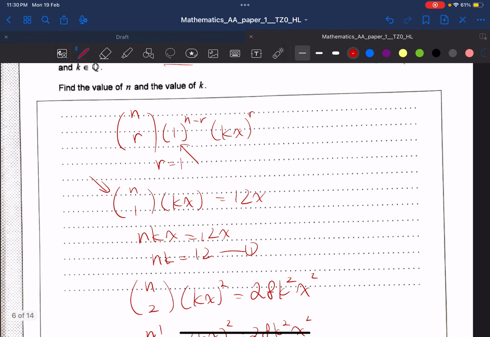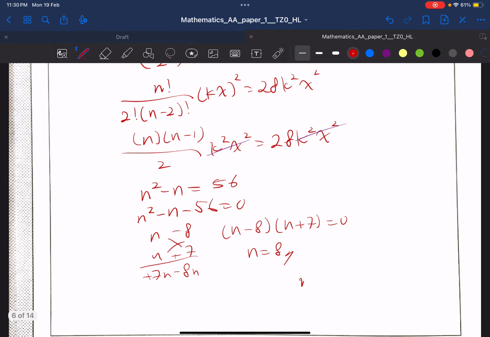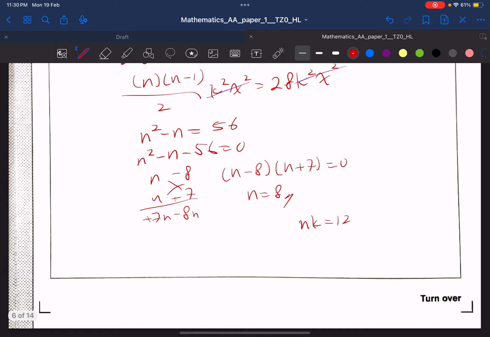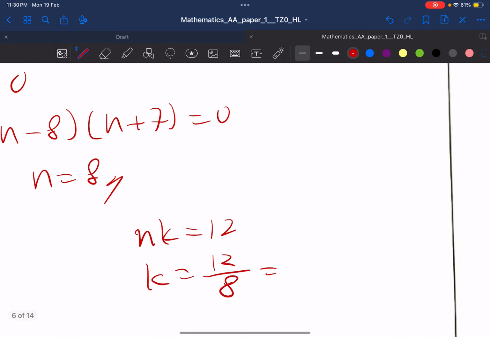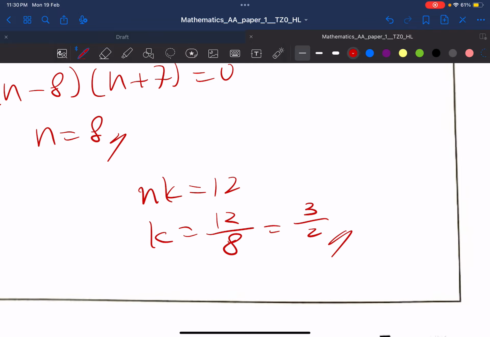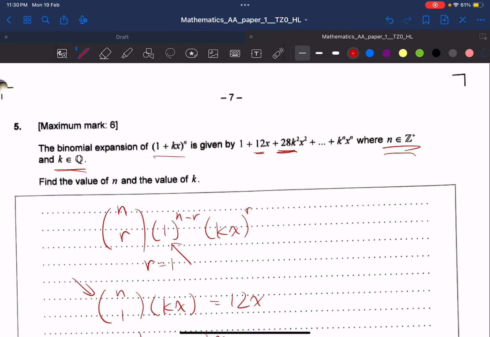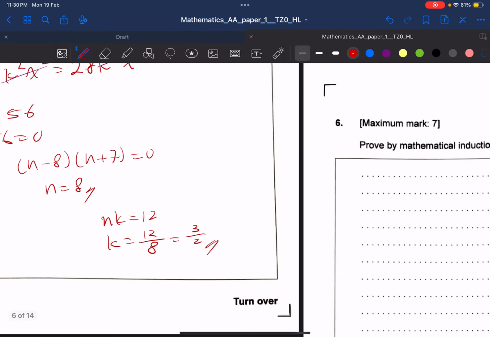And the value of k. So we use the thing here. So n times k equals 12. We know n is 8, so k equals 12 over 8, or divided by 4. So it's like 3 out of 2. Okay, so these are the answers here. And they told you that k is a rational number, so therefore this would be okay already.